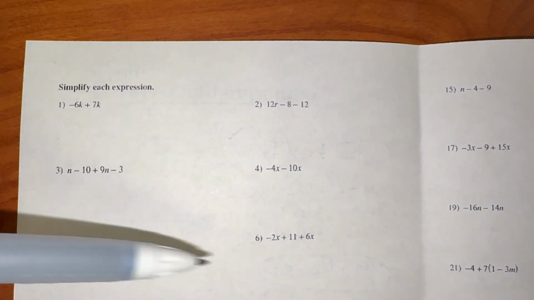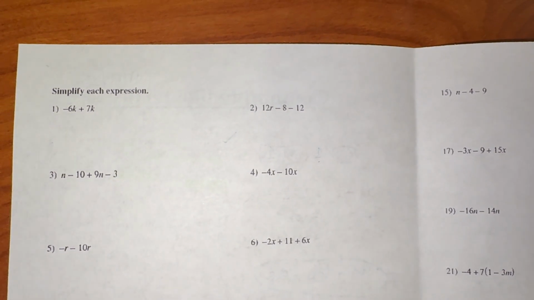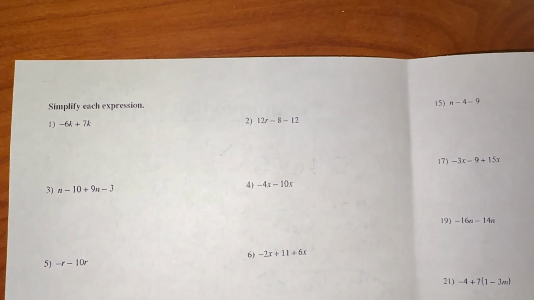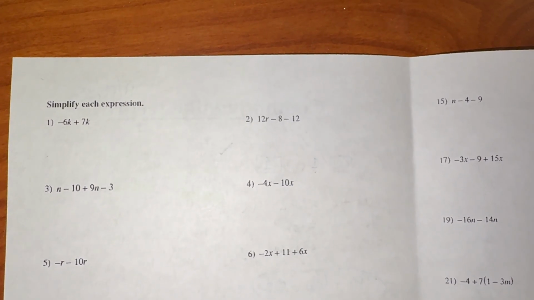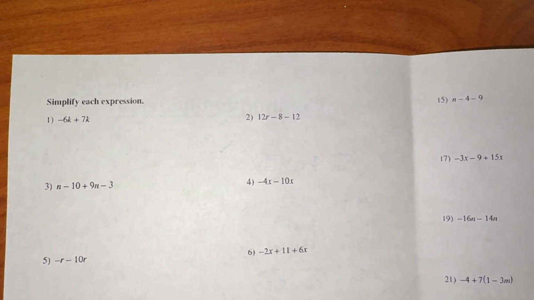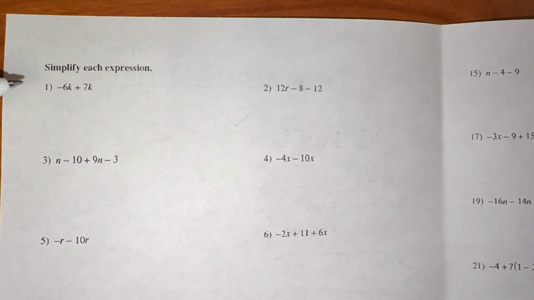Now, luckily for some of these expressions, there's not a lot of terms involved. Some of the terms, if they do not have a like term, something that's the same, either a number by itself or a number with the same variable, then you're just going to leave it as is. So let's look at number 1.